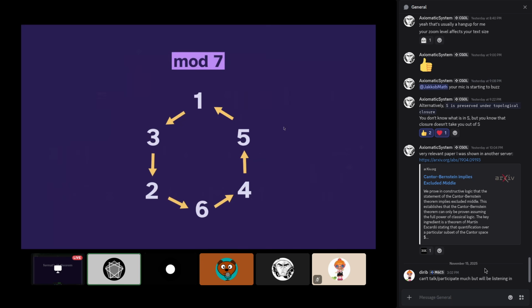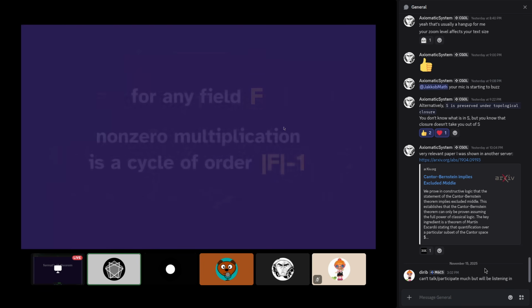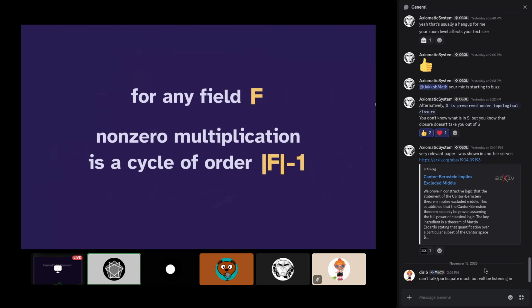Yeah, so those are the two generators here, but more generally, for any field, the non-zero multiplication will be a cycle of order the size of the field minus 1. So that applies with the integers, but it applies more broadly. For any finite field, yeah. This is specific to finite fields. Since we're using the size of the field and then subtracting 1, it doesn't make sense to do that unless it's finite. So we can apply this anywhere we get a field.